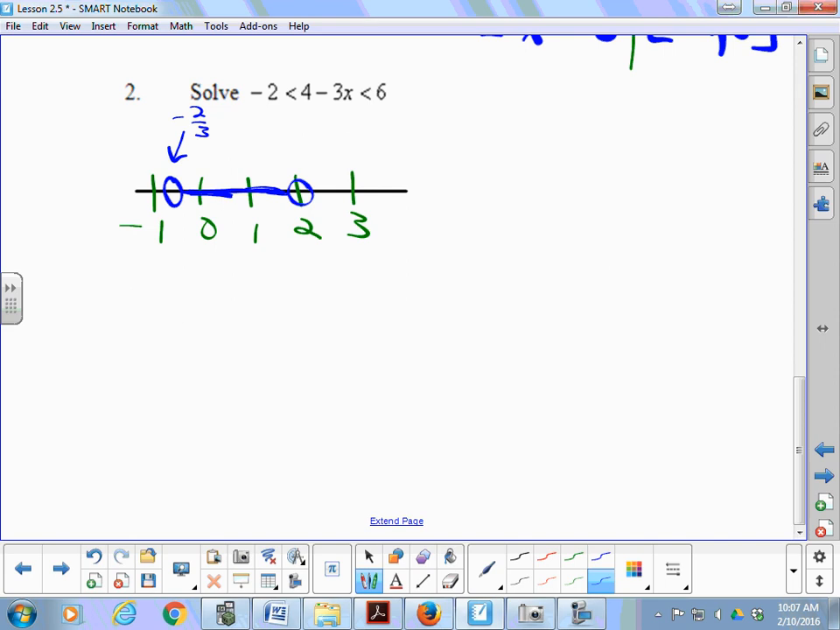So open at negative 2/3, open at 2. So we're going to do parentheses. Let's do the compound inequality first. So x is greater than negative 2/3 and less than 2. And so parentheses, negative 2/3, comma, 2.